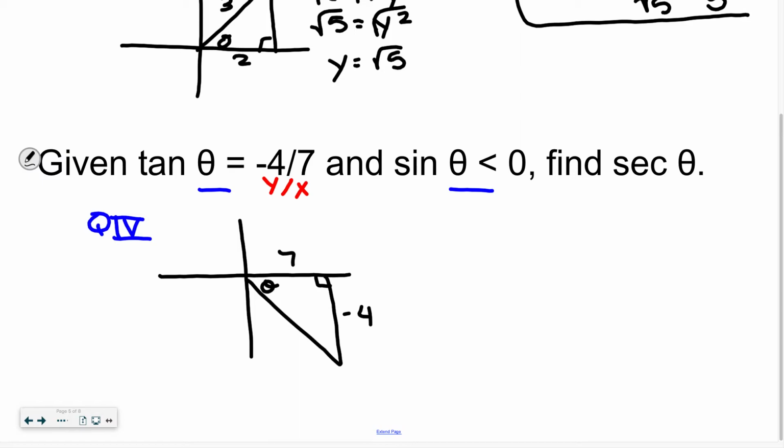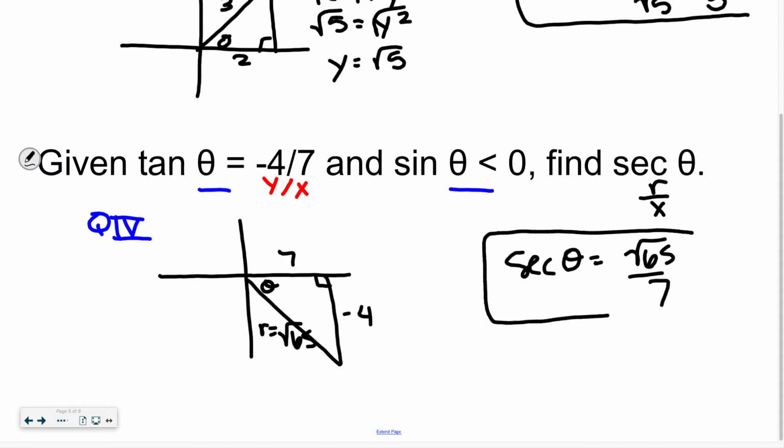When you solved for r, you got the square root of 65. And then secant is r over x. So the secant of theta is square root 65 over 7. I should find my answer. At the end, it comes together really nicely. You've got all the things that you need, so it's not really hard to name that ratio. It's the beginning part where you really think about the quadrant and the location.